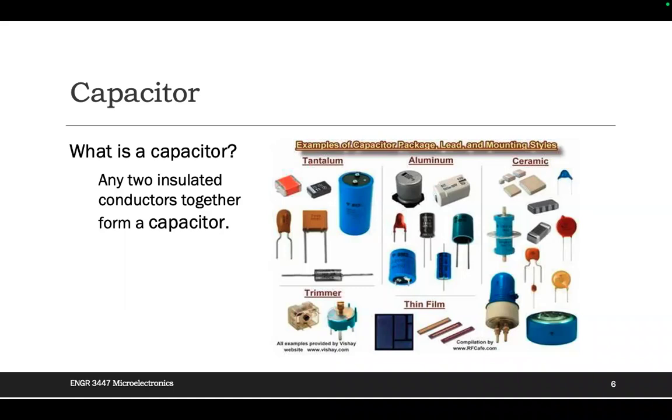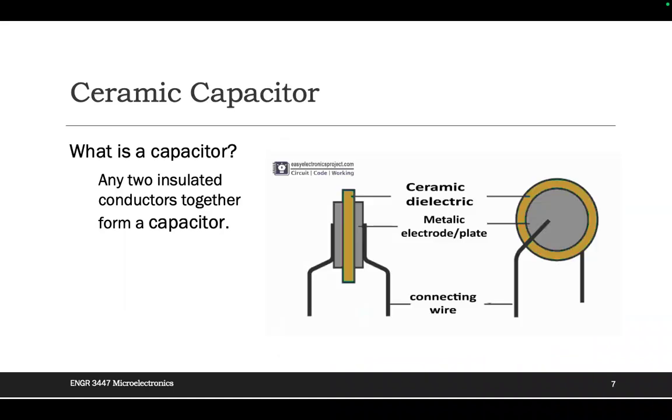This is a very typical ceramic capacitor. You can see those two, it's just two isolated conductors, isolated by this material. Does anyone remember how this capacitor works?